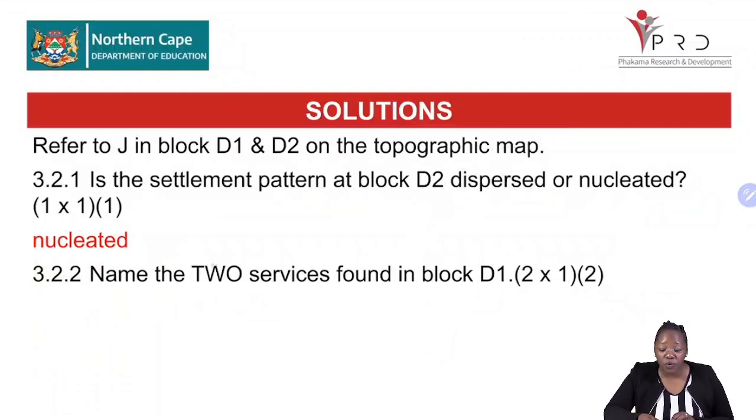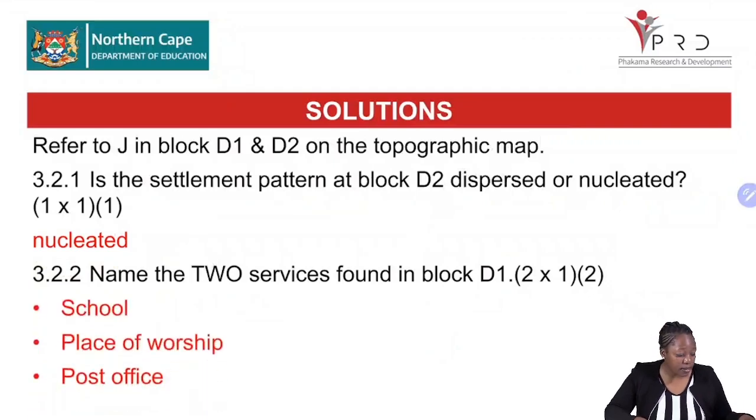Then secondly, you name the 2 services that are found in block D1. Looking at block D1, there is an S there. S stands for school. And also we're looking at K. Remember, K is the symbol for the place of worship. In the worship, there is a service. And then again, we're looking at P. That P is your post office. Again, if you're not sure about the symbols that are being used, you always need to refer to the references so that you get the correct answer.